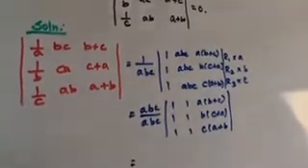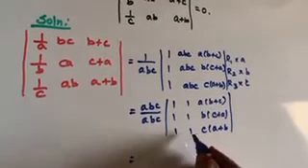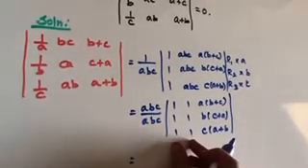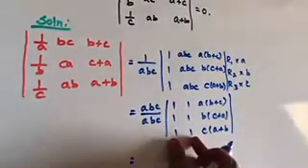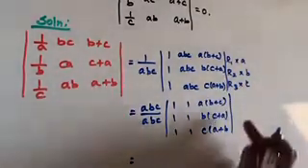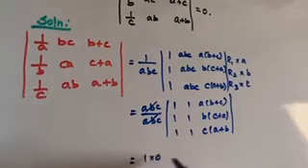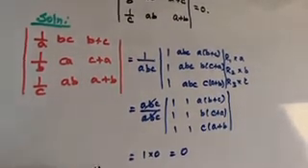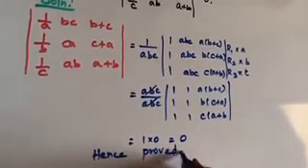Now, look at the determinant. Here the two columns are identical. If two columns are identical, the value is 0. Right? If two columns or rows are identical, the value of the determinant will become 0. So, we can cancel here. 1 into 0, we get 0 only. Hence we prove that the value of the determinant is 0.